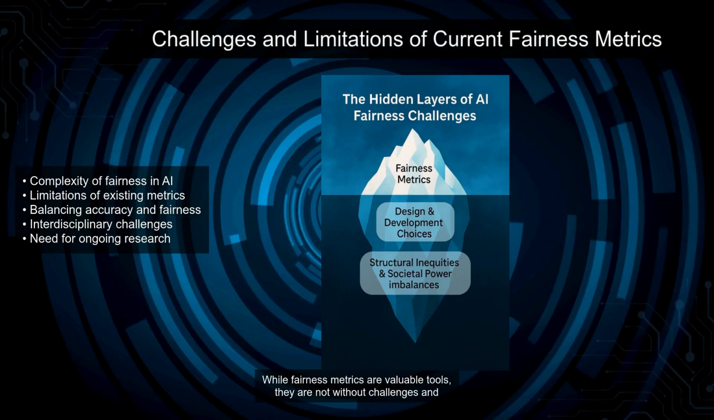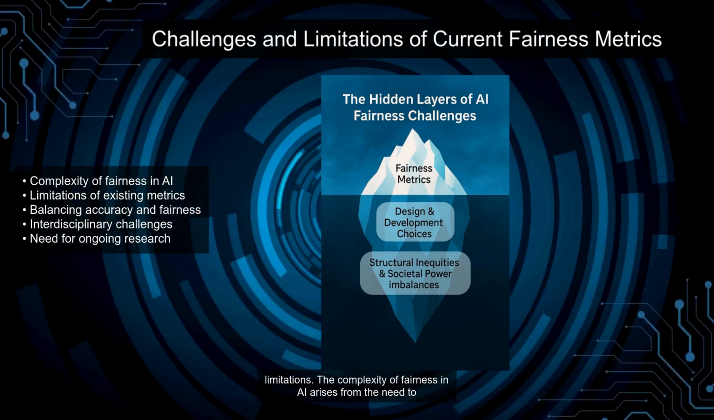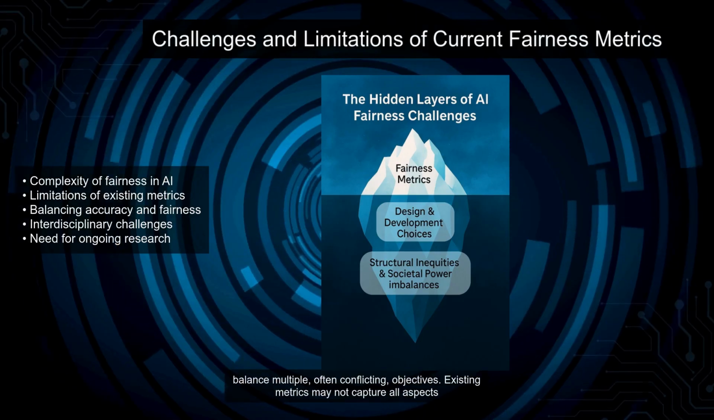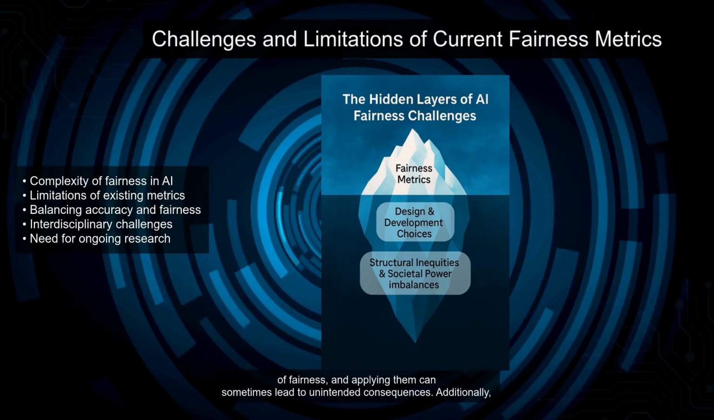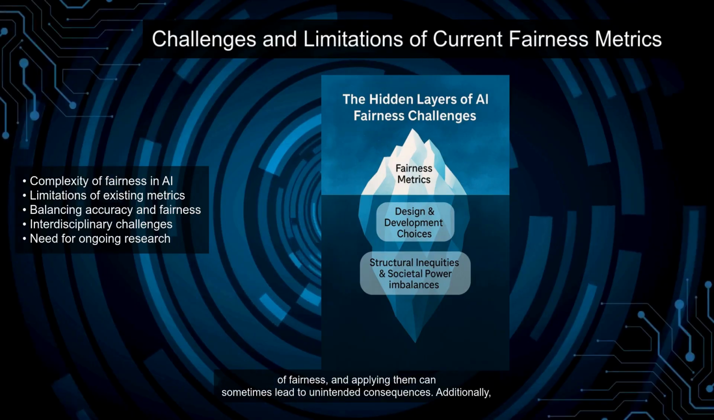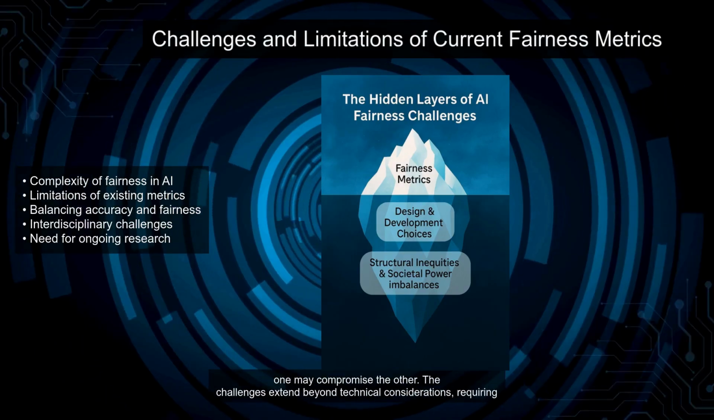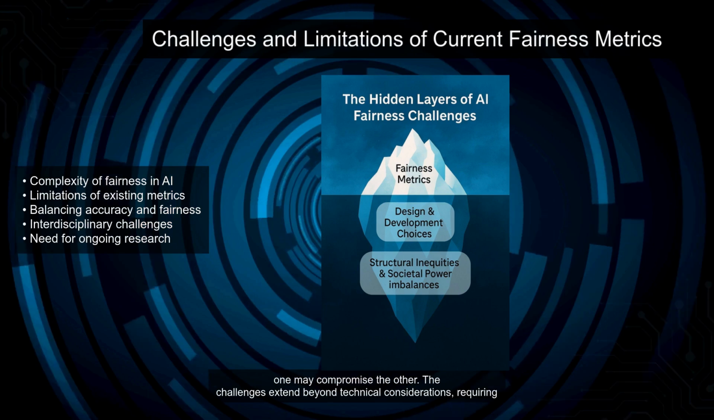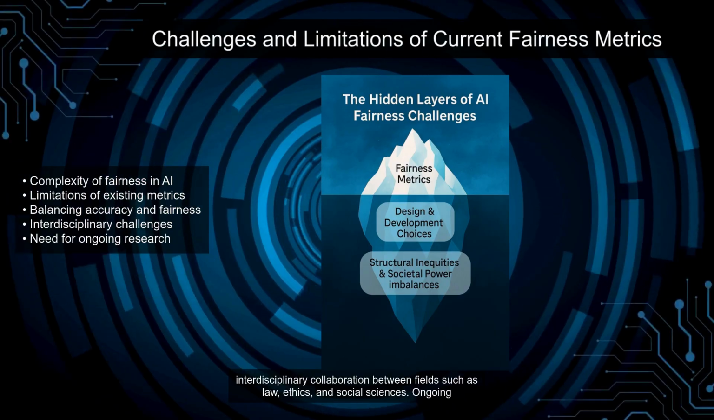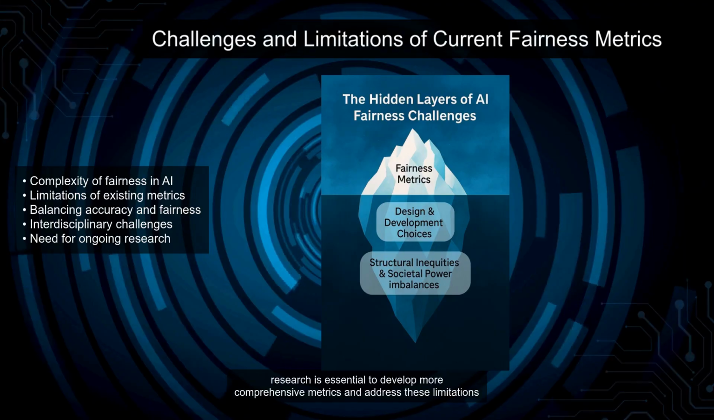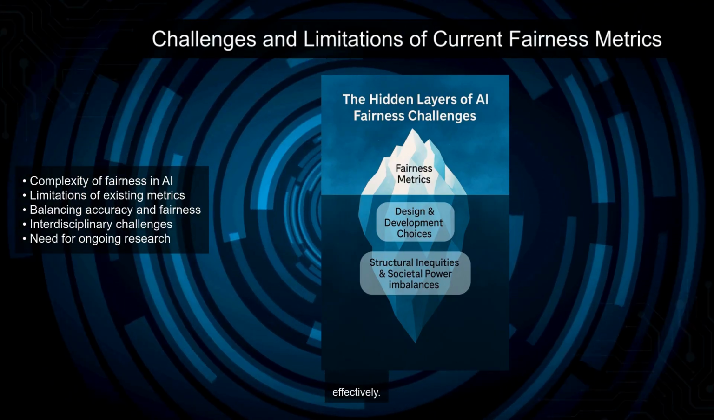While fairness metrics are valuable tools, they are not without challenges and limitations. The complexity of fairness in AI arises from the need to balance multiple, often conflicting, objectives. Existing metrics may not capture all aspects of fairness, and applying them can sometimes lead to unintended consequences. Additionally, achieving a balance between accuracy and fairness can be difficult, as improving one may compromise the other. The challenges extend beyond technical considerations, requiring interdisciplinary collaboration between fields such as law, ethics, and social sciences. Ongoing research is essential to develop more comprehensive metrics and address these limitations effectively.